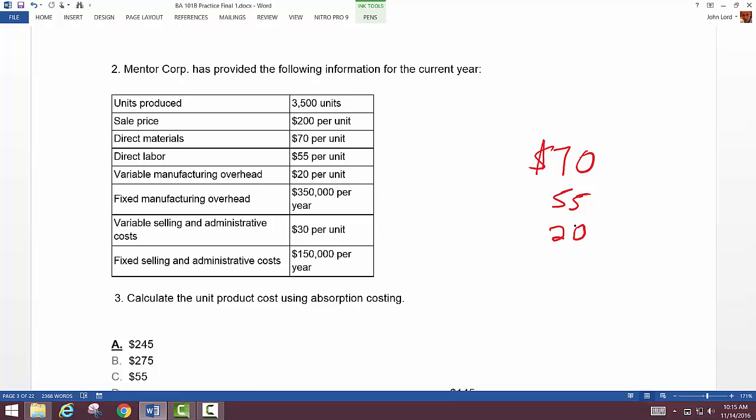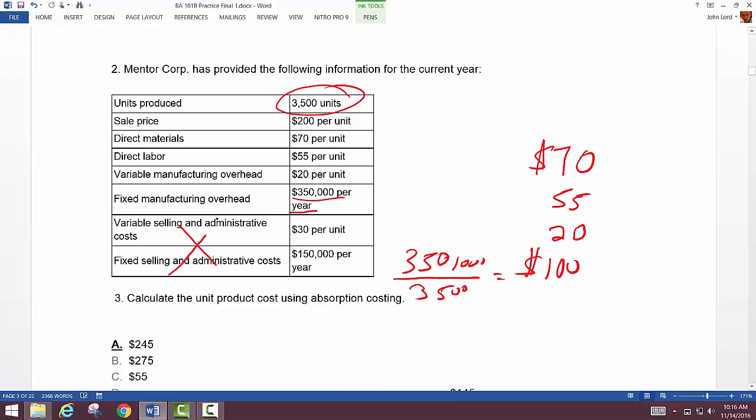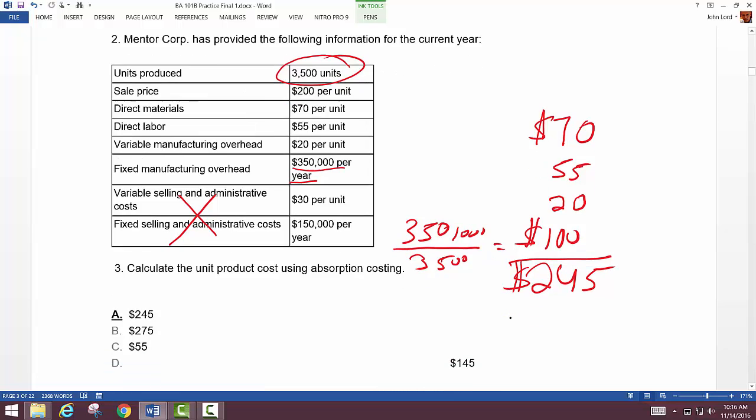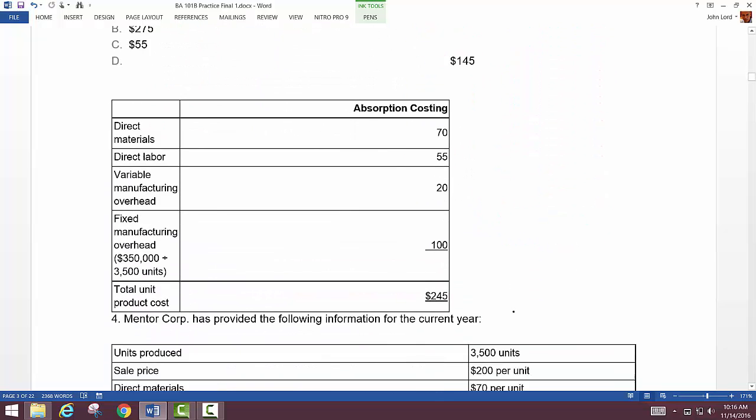Okay. So how about the fixed manufacturing overhead? Am I going to pick that up as a product cost? So I take that 350,000 and divide it by the number of units produced, which were 3,500. So what's that, $100 per unit? They want us to do it by unit. Anything else? We do not pick up selling and administrative. Under neither method are they part of our product cost. They're expensed under both methods. Never do they hit the balance sheet. They go straight to the income statement. So when I add all that up, is this 245? Okay, good. And you can see the solution right there as well.